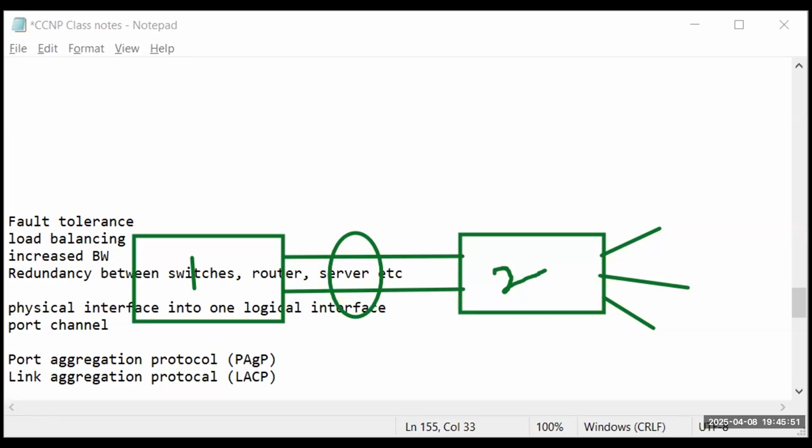It is very important that when we are going to aggregate ports, all the ports should be of the same speed, 100 Mbps or 1 Gbps, and the same duplex settings, half duplex or full duplex, on both the ends and on all the ports. One port should not be in half duplex and another port in full duplex. Everything should be the same, applied the same, verified, and VLANs should also be the same.